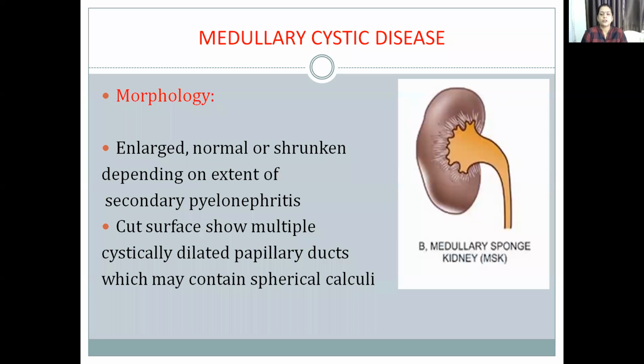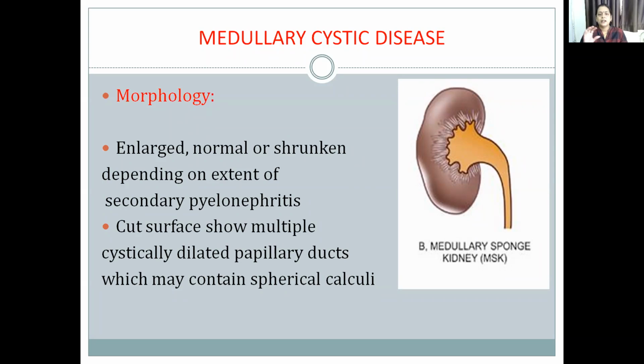So what is the morphology? Usually the kidney is enlarged, normal, or shrunken, depending upon the severity of the disease. That is secondary pyelonephritis. The cut surface shows multiple cystically dilated papillary ducts which may contain spherical calculi.